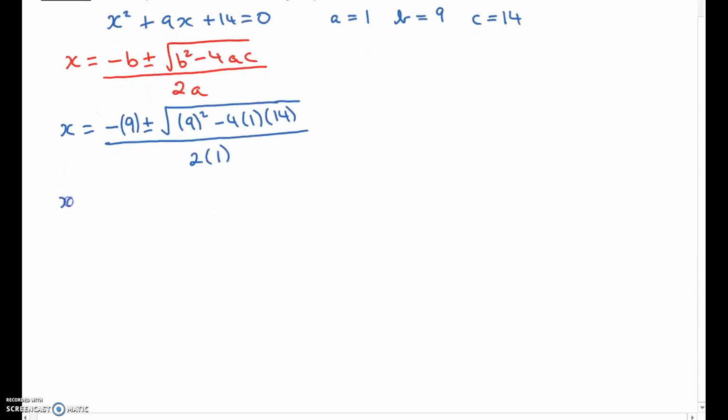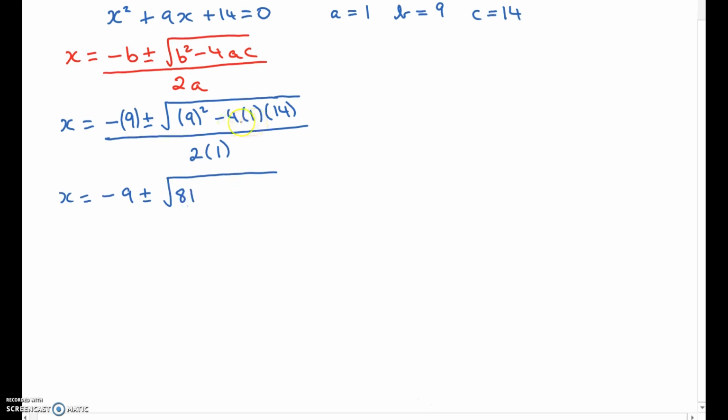So x will be equal to minus 9 plus or minus the square root. 9 squared is 81. Now the way you do this, multiply the first two pieces: negative 4 by 1 is negative 4, and multiply your answer by the last piece. So negative 4 times 14, that's going to be negative 56. And that's all over 2 times 1, which is 2.